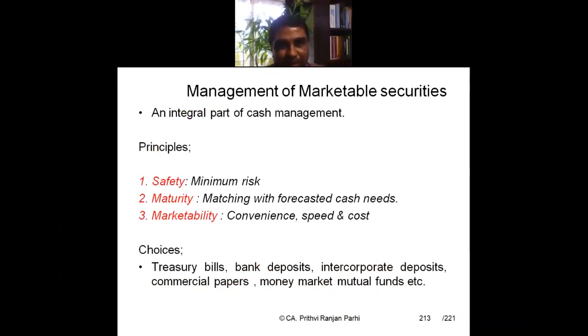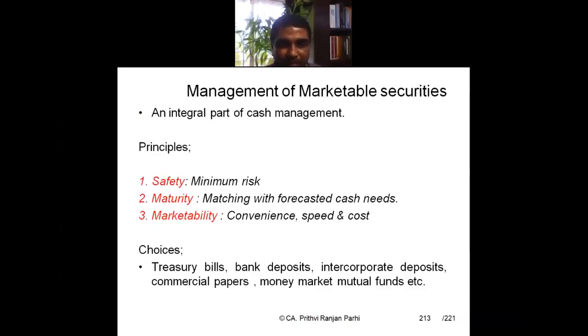Now, one more aspect we need to cover, that is management of marketable securities. Marketable securities means securities which can be marketed, which can be liquidated at any point of time. You can quickly invest and you can also quickly liquidate. So three aspects you have to see when you are deciding where and how to invest. One is safety. We should invest with minimum risk. Maturity. When you need cash, your investment should mature so that you are able to liquidate it. Marketability, it should be very convenient to make investment, at a very high speed you should be able to invest and also liquidate.